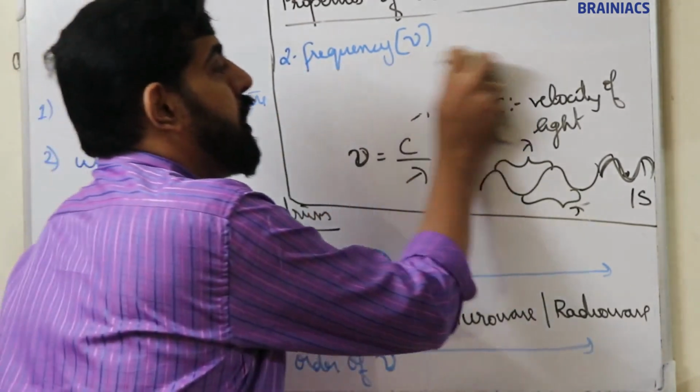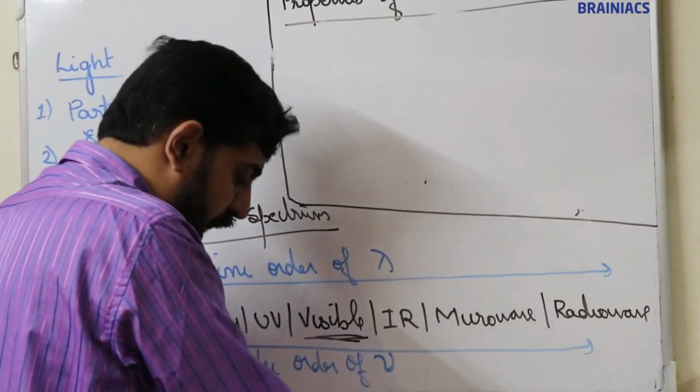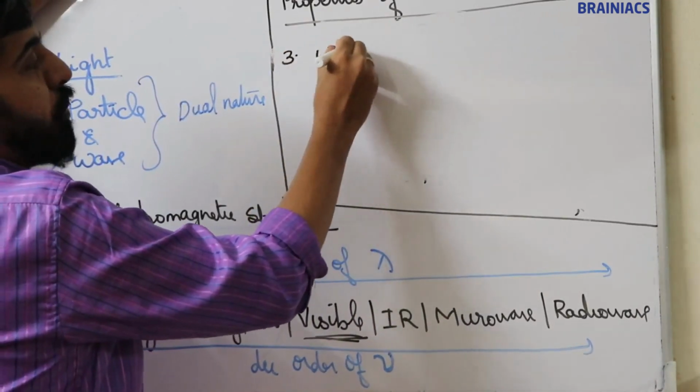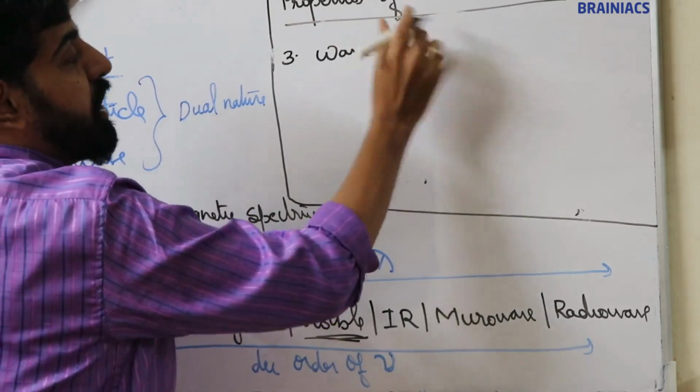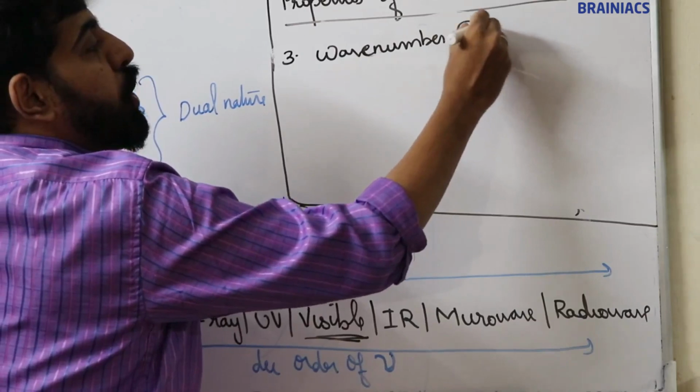I think it's clear. Now the next property is wave number. What is wave number? Wave number is the reciprocal of wavelength. Wave number is represented by nu bar.